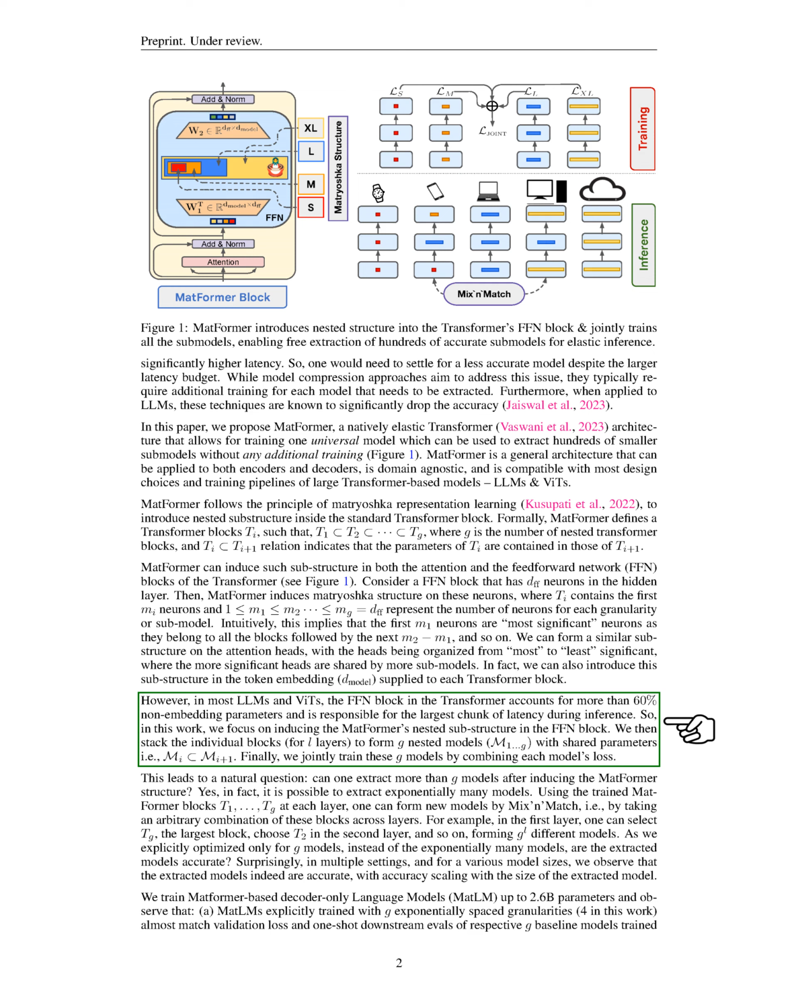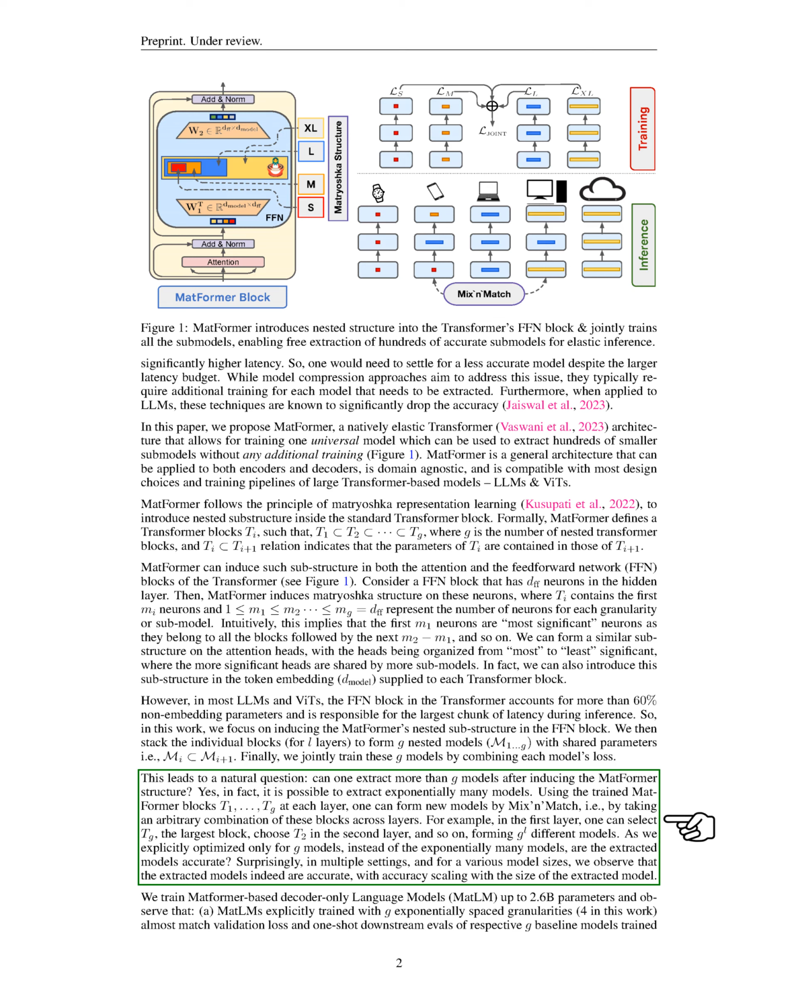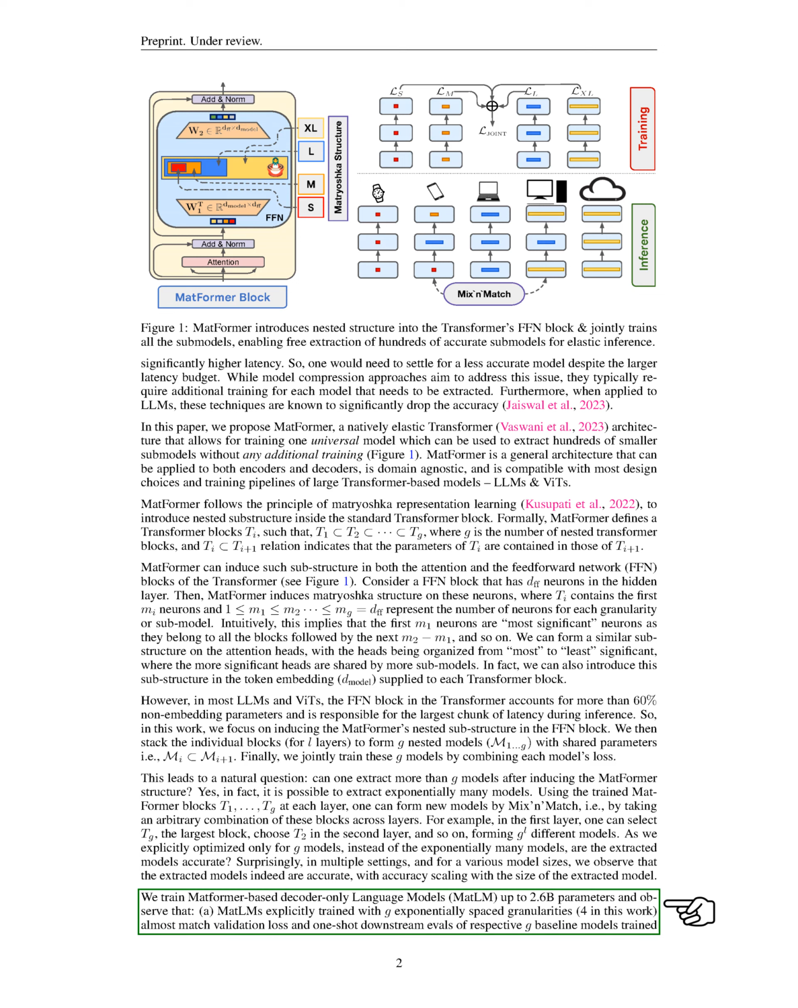Using the trained MatFormer blocks at each layer, we can form new models by mixing and matching these blocks across layers, forming a large number of different models. We found that these extracted models are surprisingly accurate, with accuracy scaling with the size of the extracted model. We trained MatFormer-based decoder-only language models, MatLM, up to 2.6 billion parameters and found that MatLMs trained with exponentially spaced granularities almost match the validation loss and one-shot downstream evaluations of the respective baseline models trained independently from scratch.